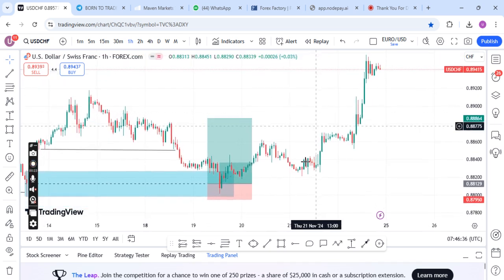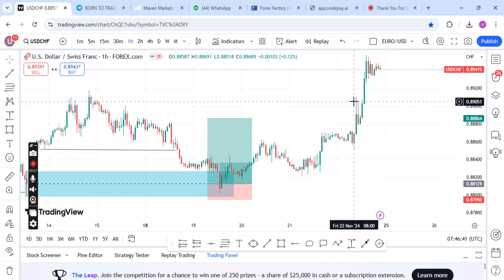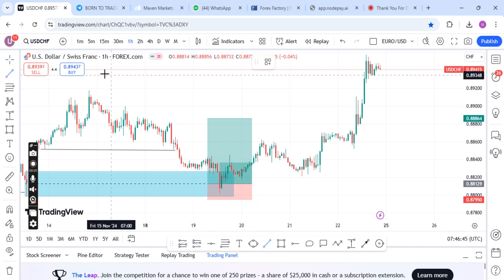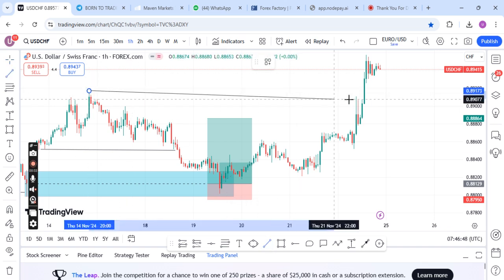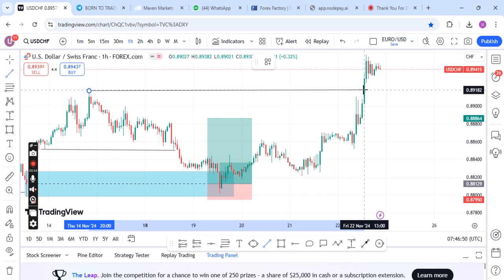So let's look at it. You see that the market has been pushing to the upside, right? The market has been in an uptrend. The first thing that you need to know is that the market needs to break a structure. The market needs to what? Break a structure to the upside this way.